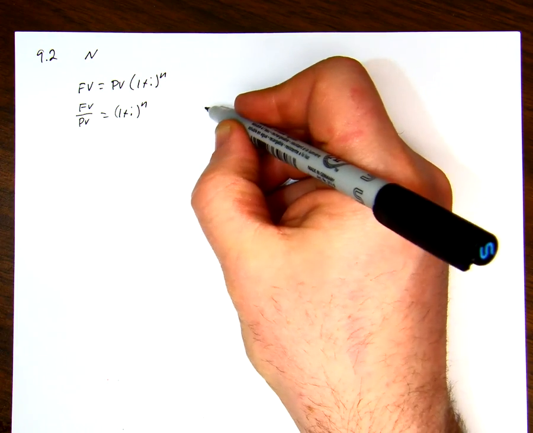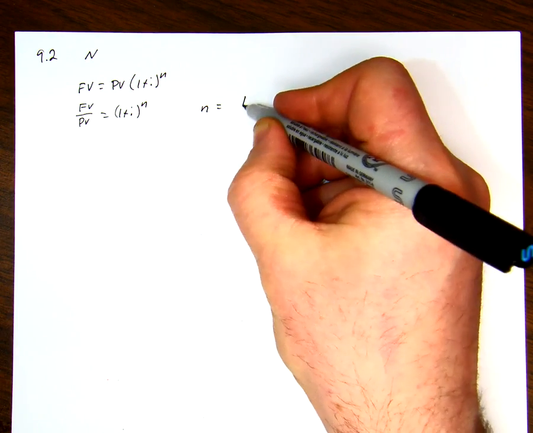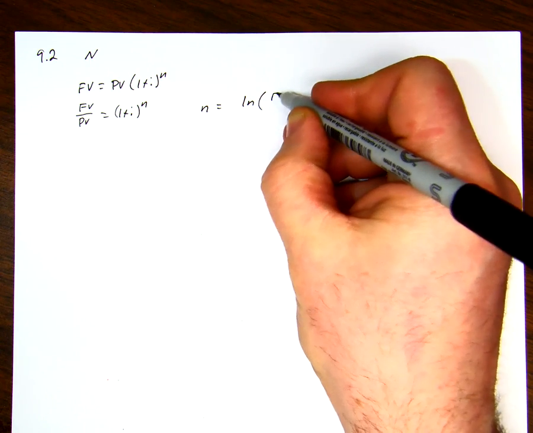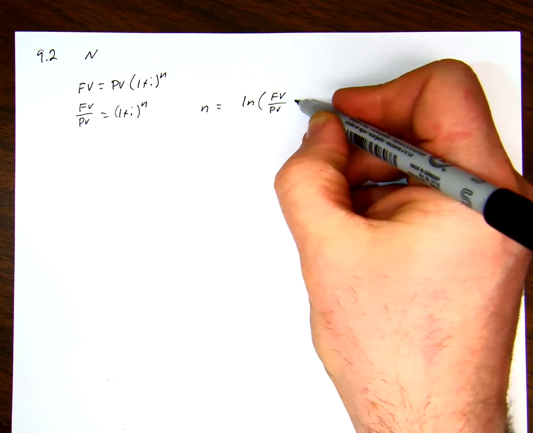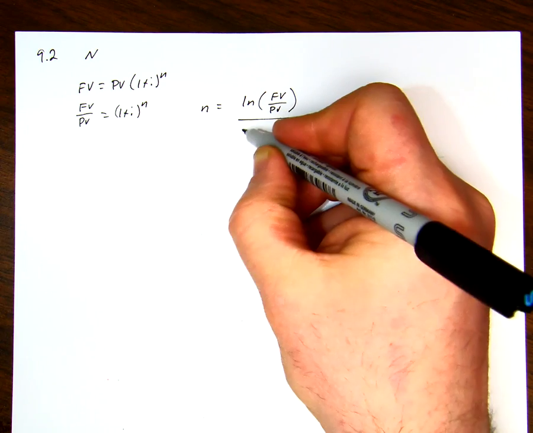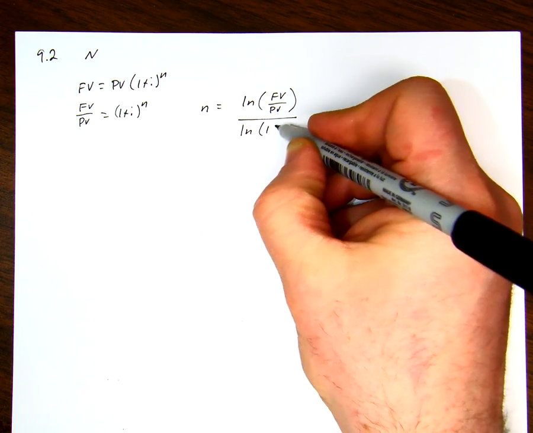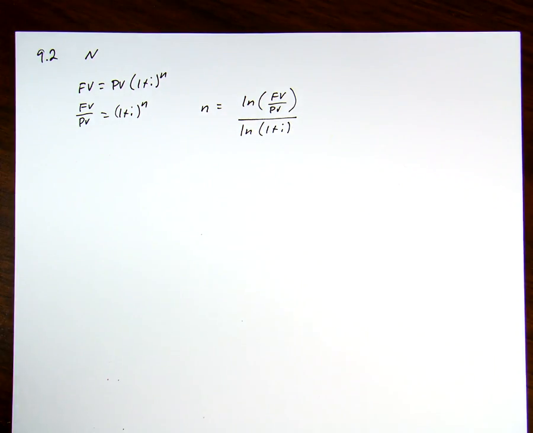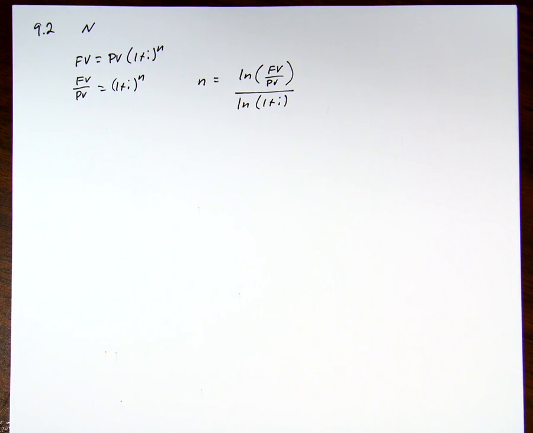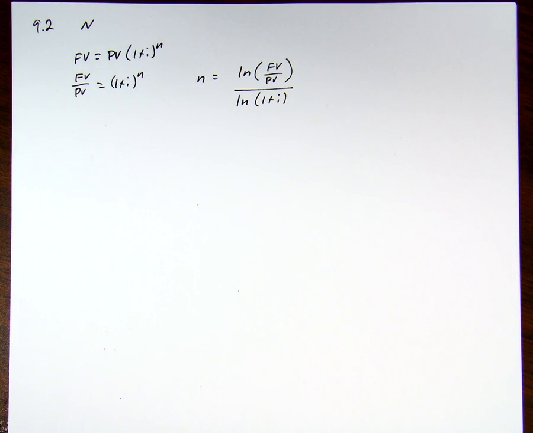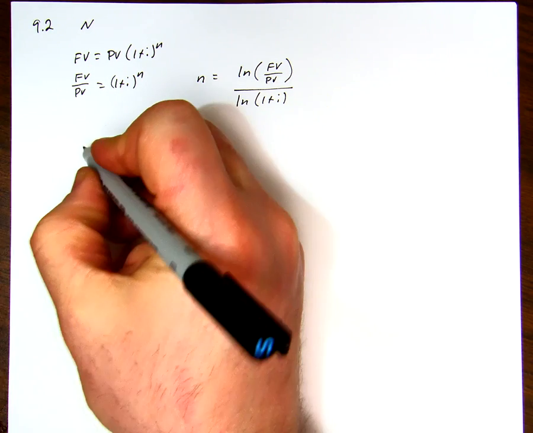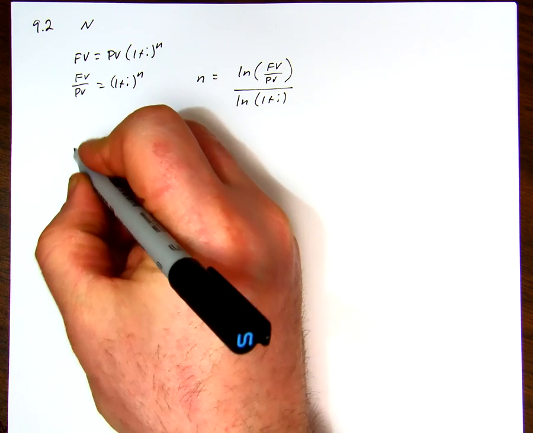So n is equal to the ln of future value over present value, all divided by the ln of 1 plus i. We can do this as a formula, but again, we probably just use the time value of money formulas inside of our calculator. The big thing here is we're going to get a number of periods, n, as the result from a calculator.